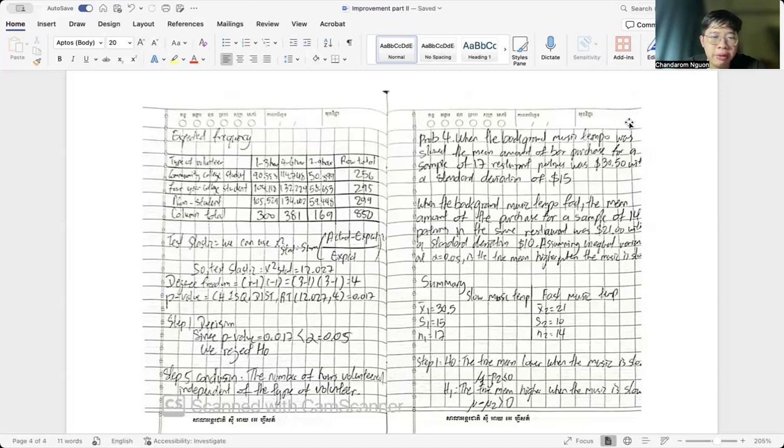Last is step 5. In conclusion, we can conclude that the number of hours volunteered is not independent of the type of volunteer.